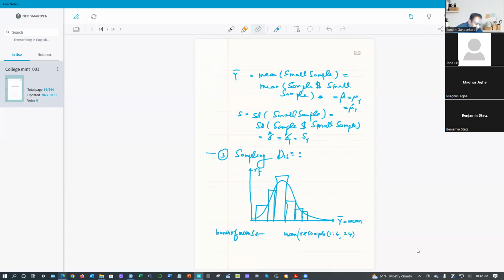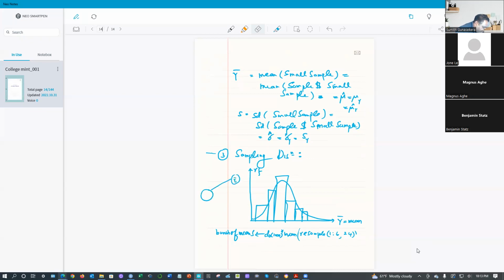Then I'm going to repeat this. How many times? 1,000 times. Can you remember? We used to do this 1,000 times. Do 1,000, or even 2,000 times. You get one sample of size 24. See, this is what I'm trying to do.